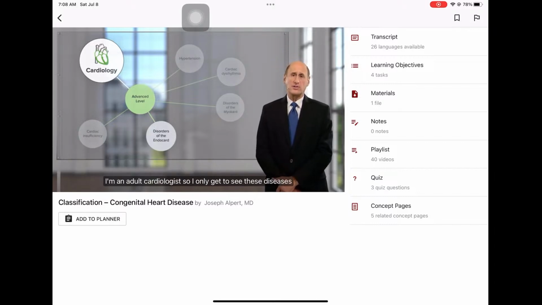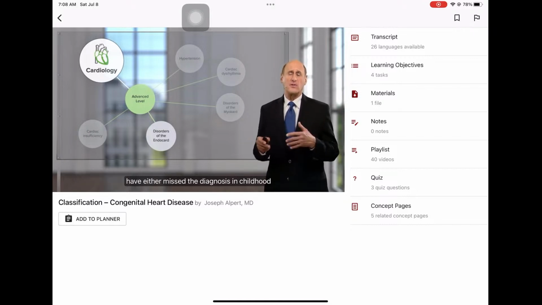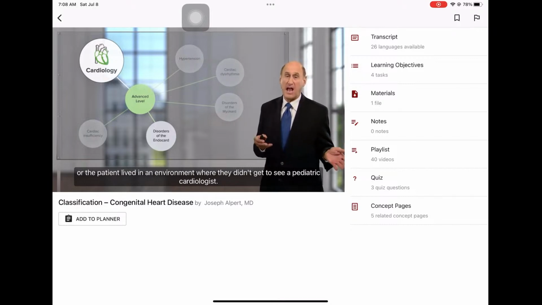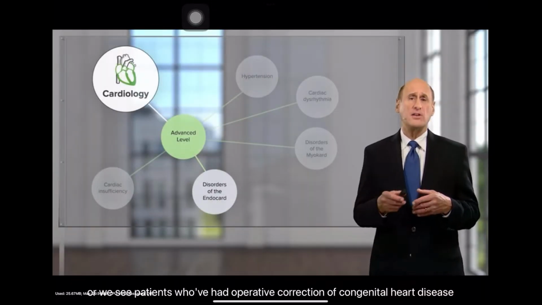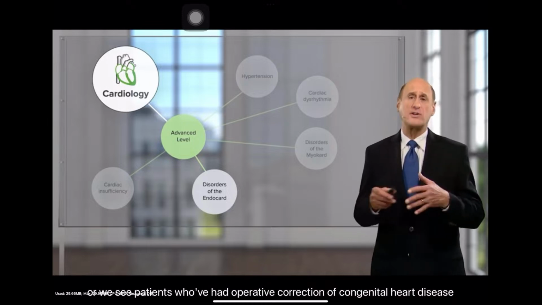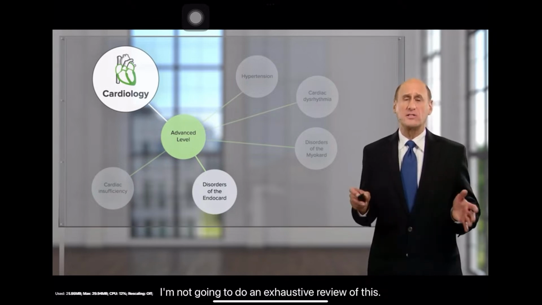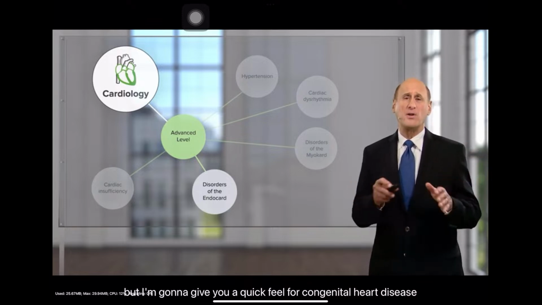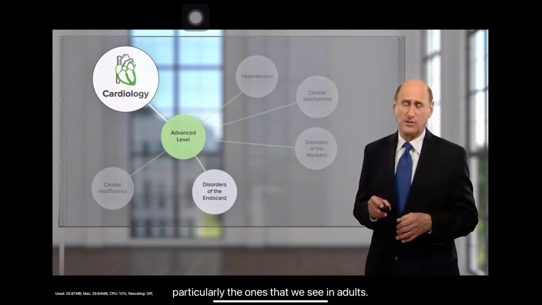I'm an adult cardiologist, so I only get to see these diseases when the pediatric specialists who really focus on this form of heart disease have either missed the diagnosis in childhood, or the patient lived in an environment where they didn't get to see a pediatric cardiologist and consequently arrived at adult life with the disease. Or we see patients who've had operative correction of congenital heart disease but continue to have some problems because of the disease. I'm not going to do an exhaustive review of this. There are huge textbooks written on just this one area, but I'm going to give you a quick feel for congenital heart disease, particularly the ones that we see in adults.